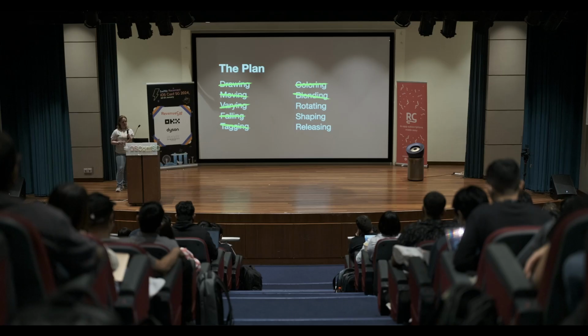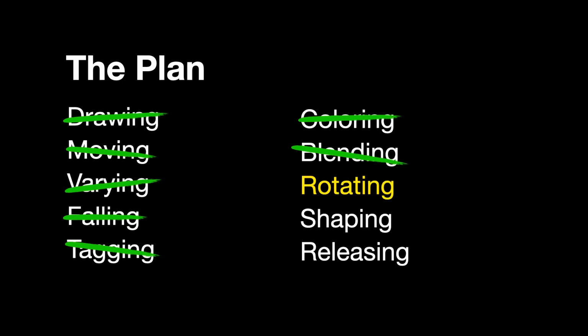So that's blending done. SwiftUI is doing all the work for us here. We're just adding an extra modifier to the symbol we're drawing. Now, let's look at rotating. How can we make the particles spin?